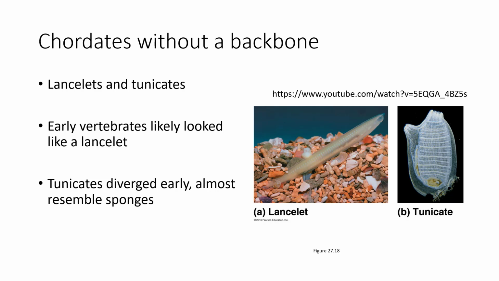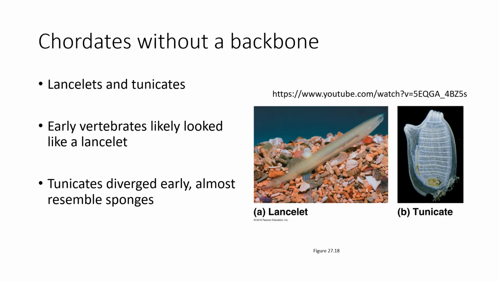Those lancelets are basically the definition of a chordate, just those traits right there, and they kind of survive in the soil and do a little filter feeding. The early vertebrates probably looked very much like a lancelet. Tunicates diverged early, and they almost resemble sponges. The pharyngeal slits allow them to move water out.